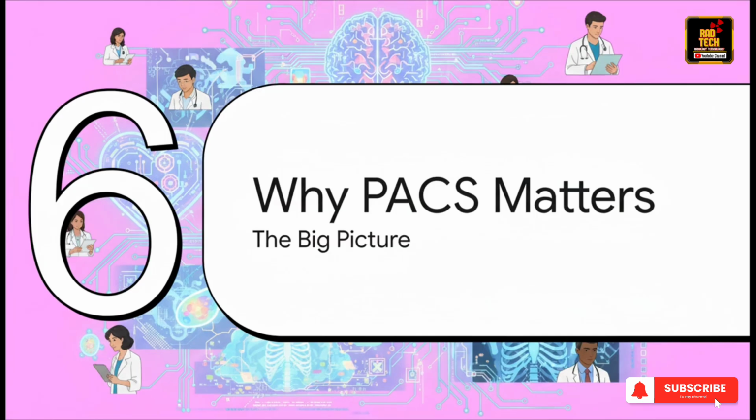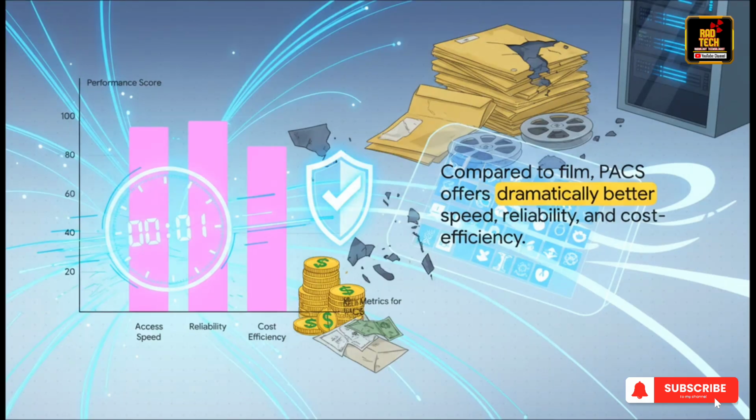So, let's bring all these pieces together and zoom out for a second. Why did we go through all the trouble to build this complex digital library in the first place? Why does this all matter so much? Well, when you compare it to the old world of physical film, PACS is a complete revolution. The speed of access goes from taking hours or even days to just seconds. The reliability is way higher. No more lost films. And in the long run, the cost of managing digital files is just dramatically lower than printing, storing, and physically moving all that film around.